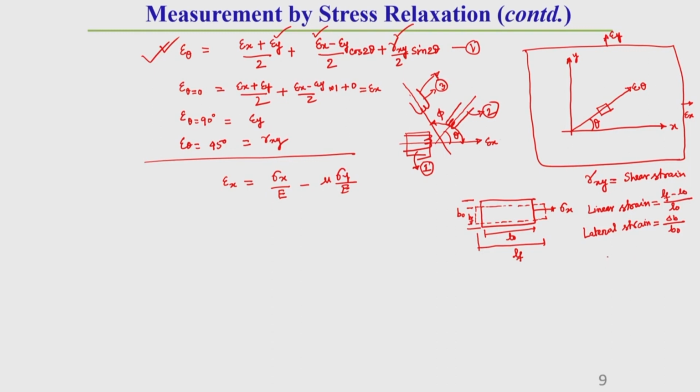Now, you know that Poisson's ratio mu, or sometimes represented as nu, is equal to the lateral strain divided by the linear strain. This you should keep in mind. So from here you can easily get this Poisson's ratio. This is called Poisson's ratio, keep this in mind.